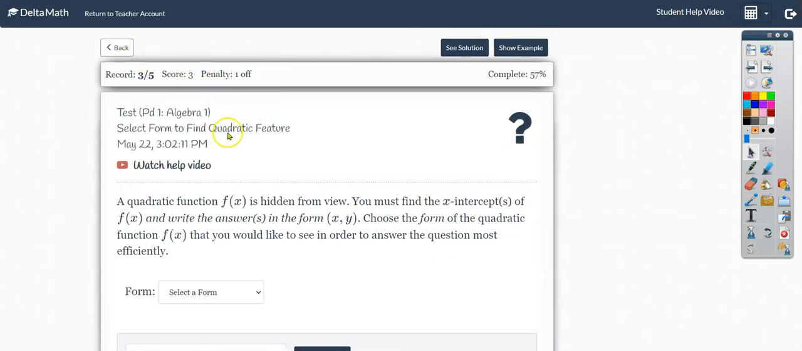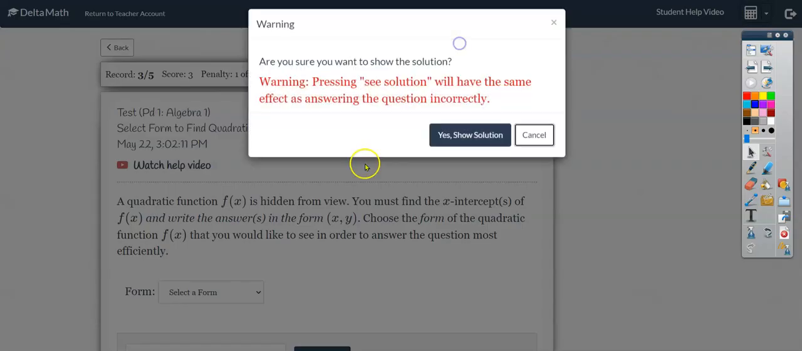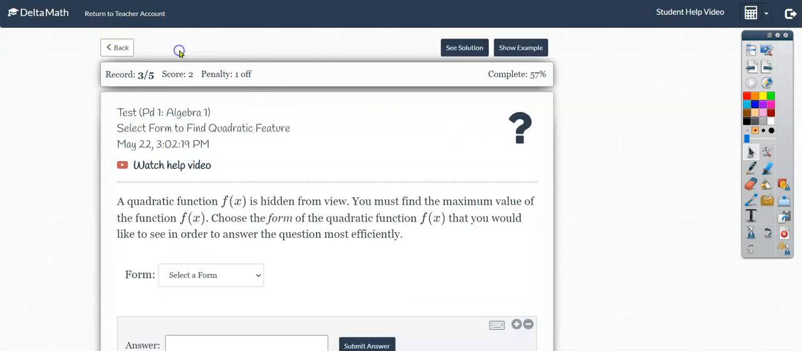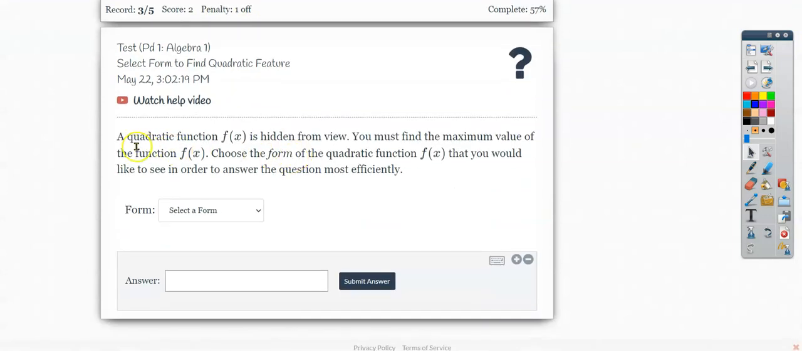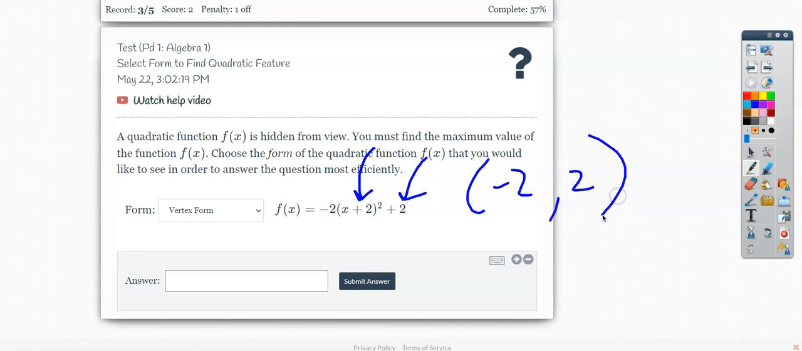We did x-intercepts already. Maybe I can skip to one that isn't like this. Okay. Quadratic function is hidden. You must find the maximum value. Well, a maximum is also known as a vertex. So if I know the vertex, I'll know the maximum value. Remember, the vertex is the opposite of this number and the same as that number. And the max is the y value.